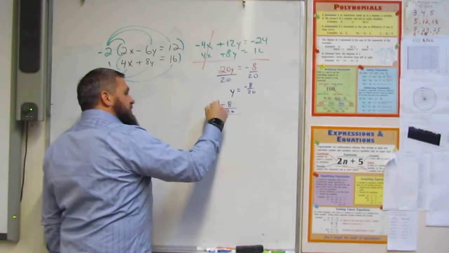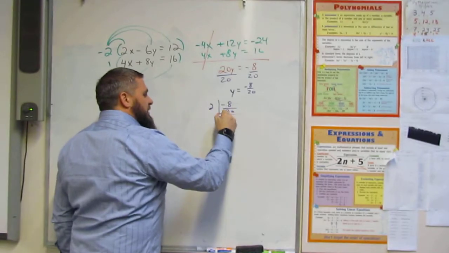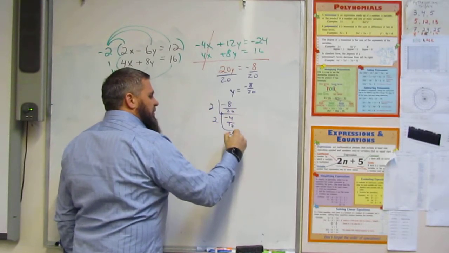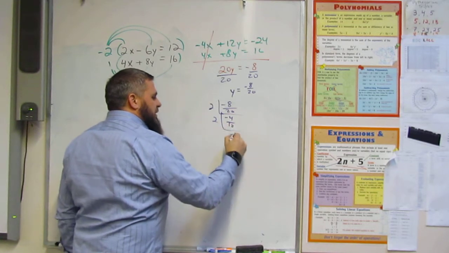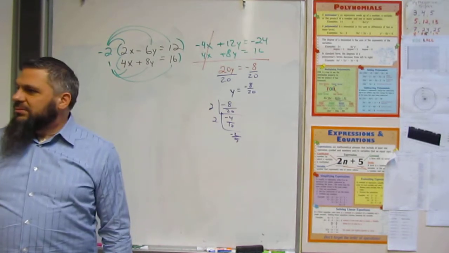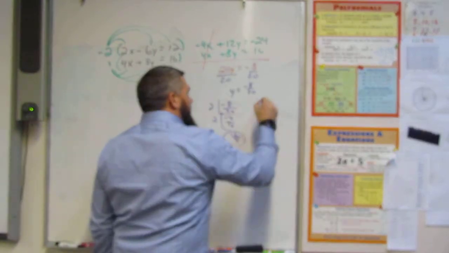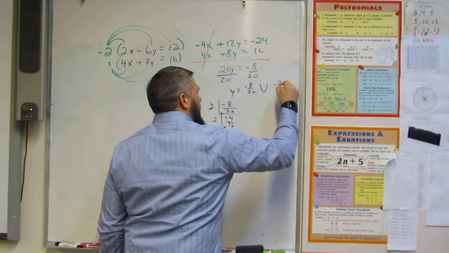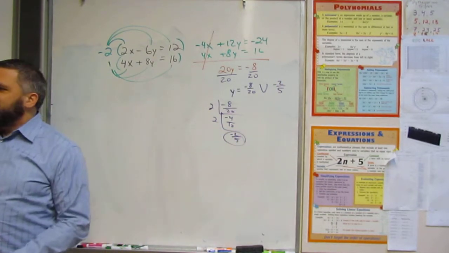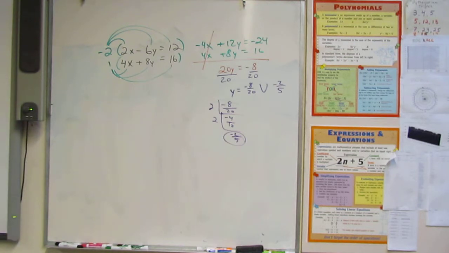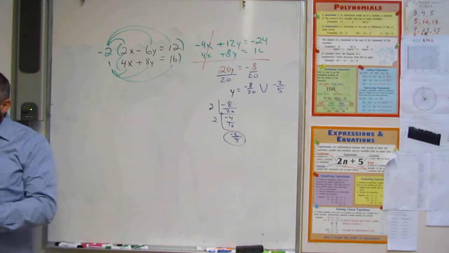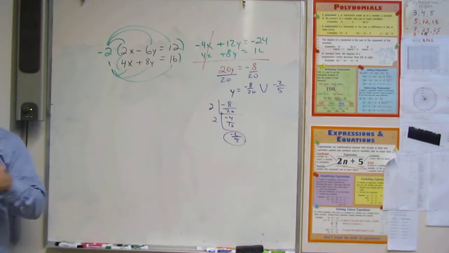If you only see 2, that's fine. 2 goes into 8 4 times. 2 goes into 20 10 times. 2 goes into 4 2 times. 2 goes into 10 5 times. Nothing goes into 2 and 5 except for 1, right? And so now I have my answer: negative 2/5. So y is negative 2/5. Now I can plug that in and solve, right? Or I can change them again.